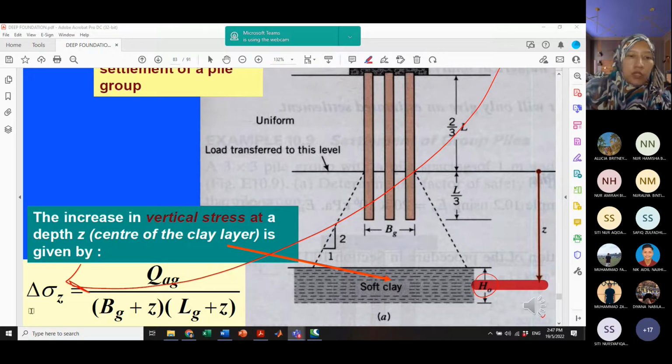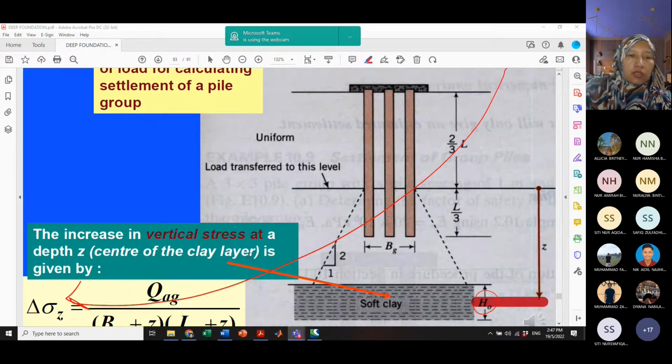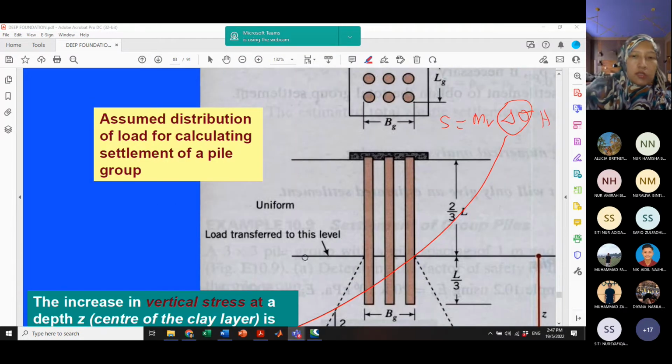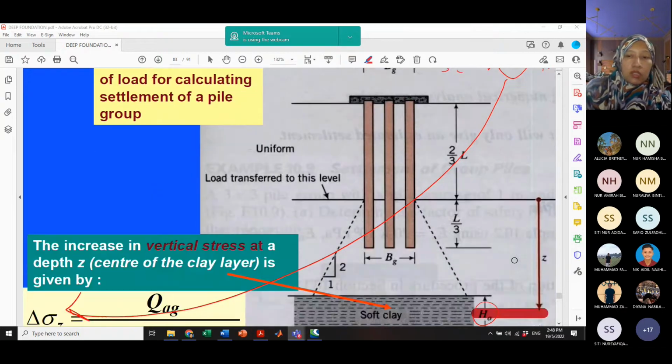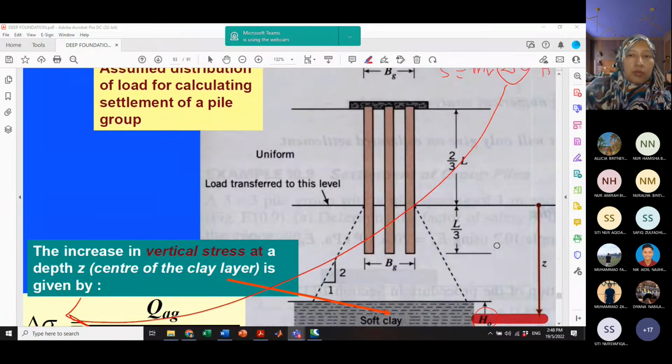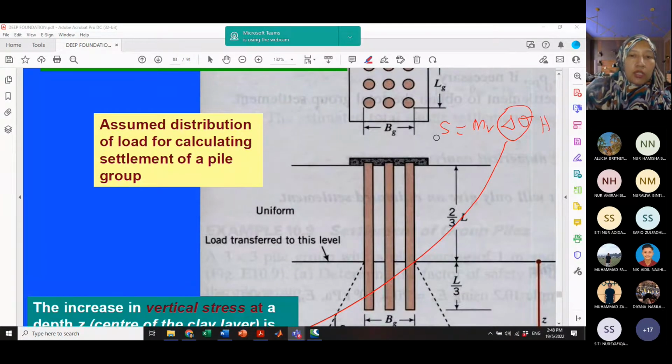So, why is it important when we calculate delta sigma Z? Delta sigma Z is used to calculate the settlement of the clay. Settlement is equal to MV times delta sigma times H. MV is the coefficient of volume compressibility. So remember back in the topic of consolidation in soil mechanics, you have MV, and then to get the settlement you need to know the value of delta sigma, and you need to know the thickness of the soft clay layer, H, then you get the settlement value.